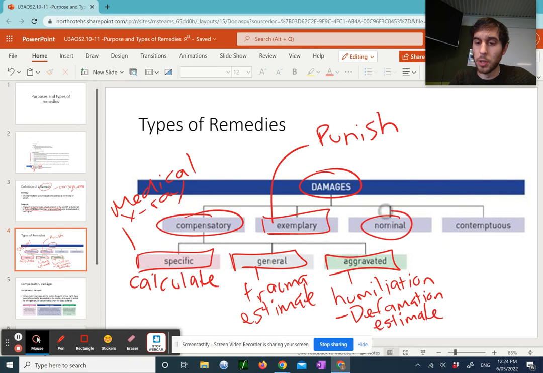Then we've got nominal damages, which is when the judge decides, okay, you're not really after money. Instead, what you're after is recognition. So the judge might say, all right, you win the case, and I'm going to order the defendant to pay you $1. But more importantly, I'm going to order that they recognize that they were in the wrong and you were in the right.